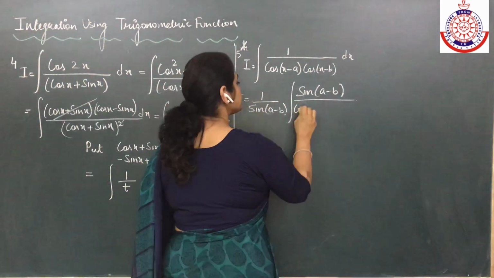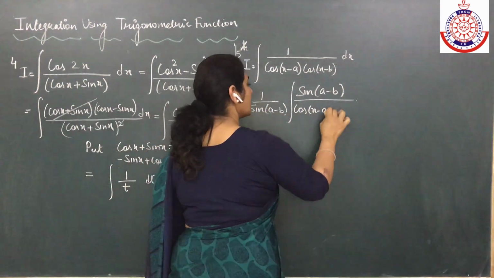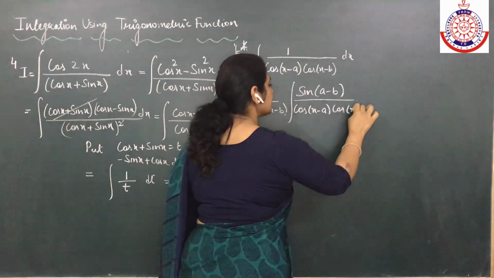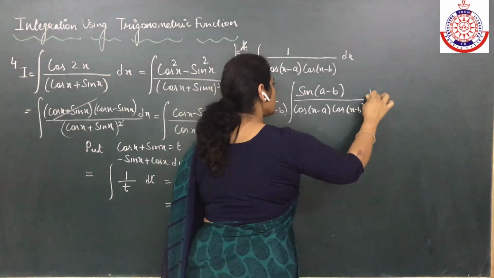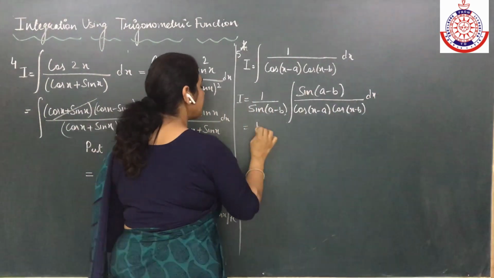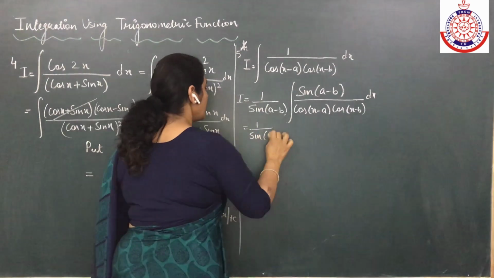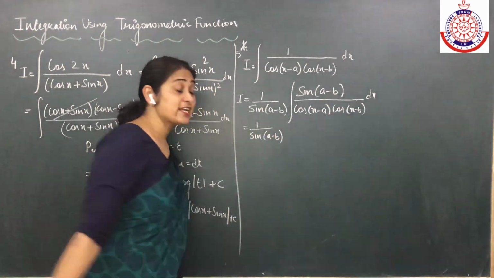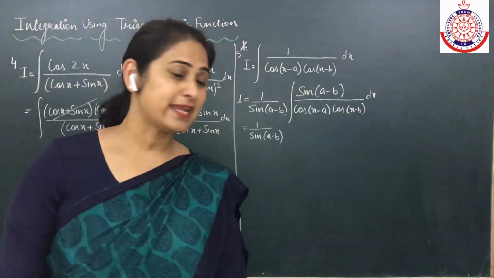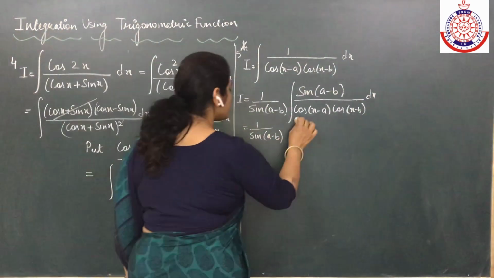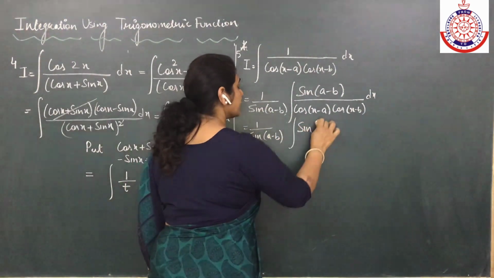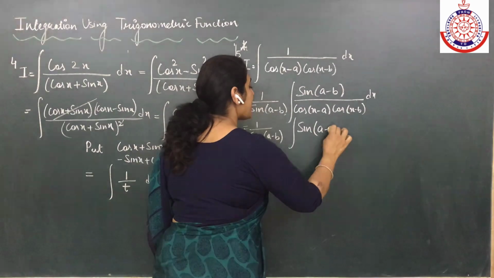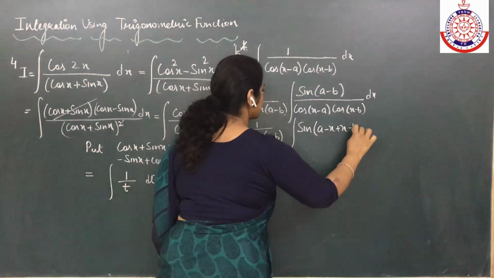Now see, my target is to make something in the numerator which will be helping me to solve the denominator. Now the denominator has the terms like cos x minus a and cos x minus b. So what am I doing? I want to introduce this x in the numerator. So once I have added x and once I have subtracted x, no problem.